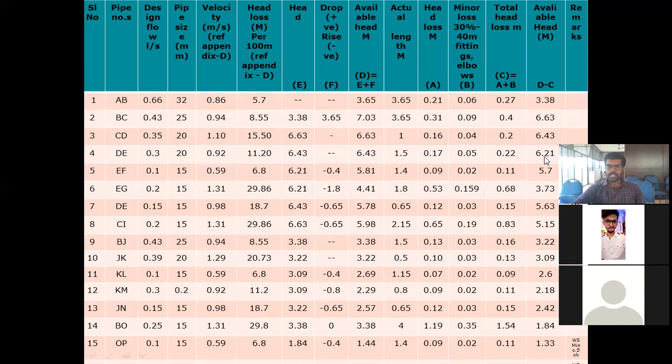Okay. Now coming to this EF. In case of EF, design flow will be 0.1, pipe size 15, velocity 0.59 from the chart. So we need also from the Hayes-Williamson chart. Head is 6.21. That head you got from here. This head will be 6.21.